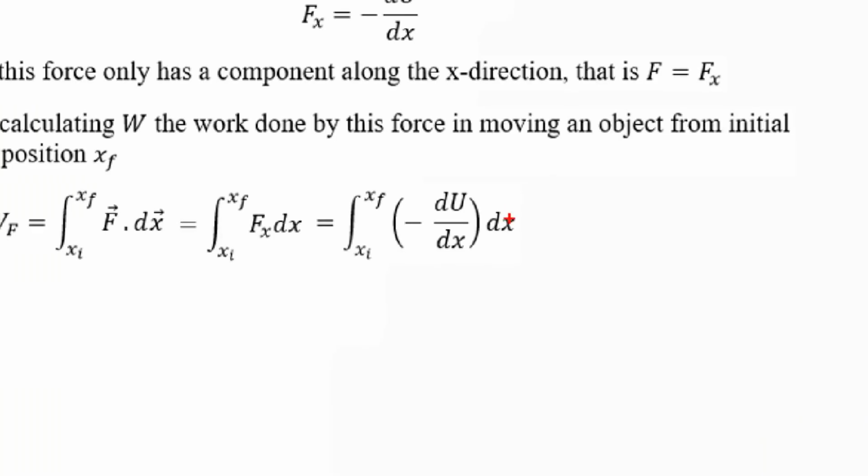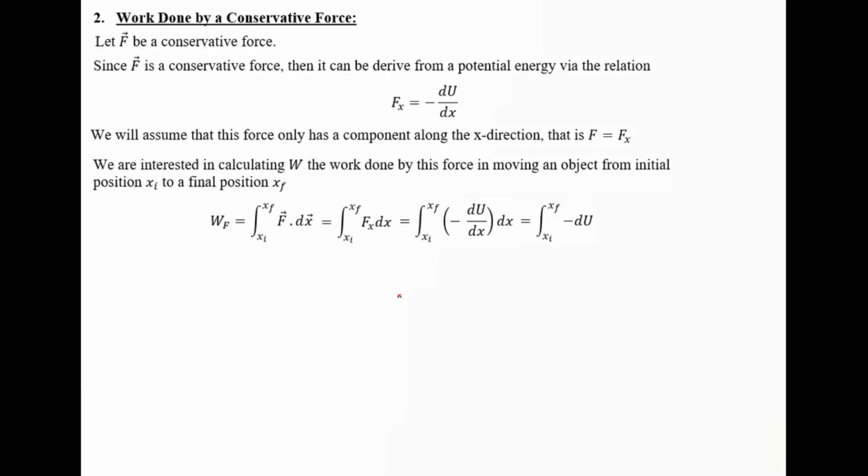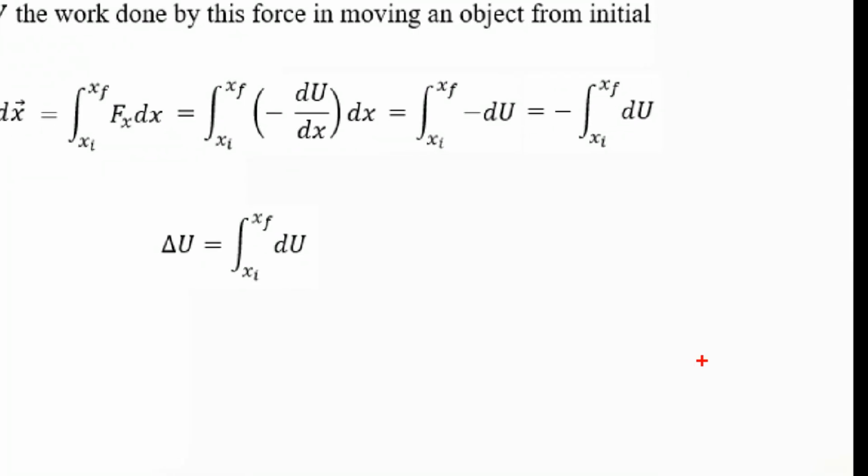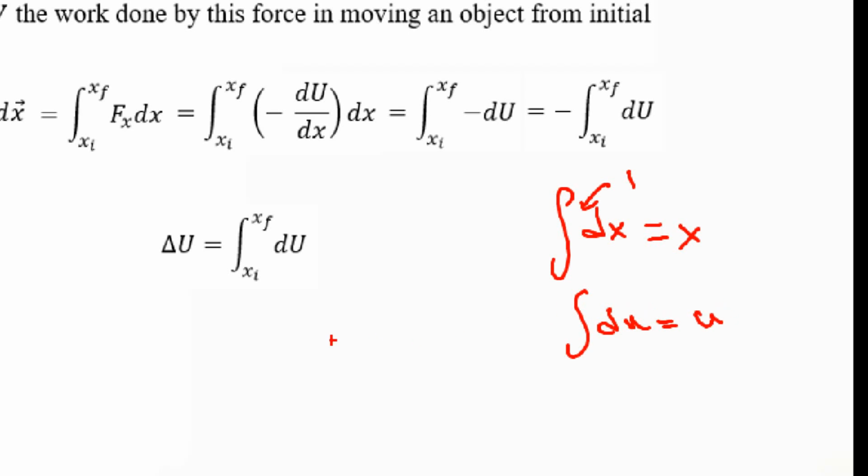Now remember that this is understood as an operator on one hand and as a fraction on the other hand, so this can be simplified with this, and we're left with the integral of minus dU. Now the minus can be dragged out, and now we're going to implement the identity. Remember that if we're integrating dx, that would give us simply x, because here we have 1. If we're integrating dU, that would give us U.